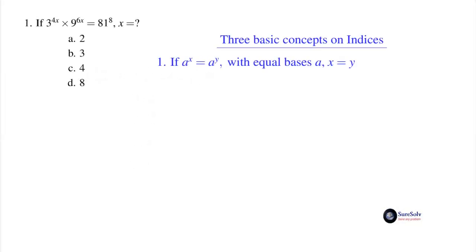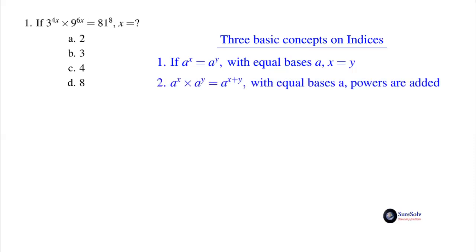The first indices principle states, if a to the power x equals a to the power y, as bases on both sides of the equation are equal, the powers also must be equal, that is, x equal to y. The second indices principle states, when a to the power x is multiplied with a to the power y, the result is a to the power x plus y. Bases being equal, the powers are summed up.